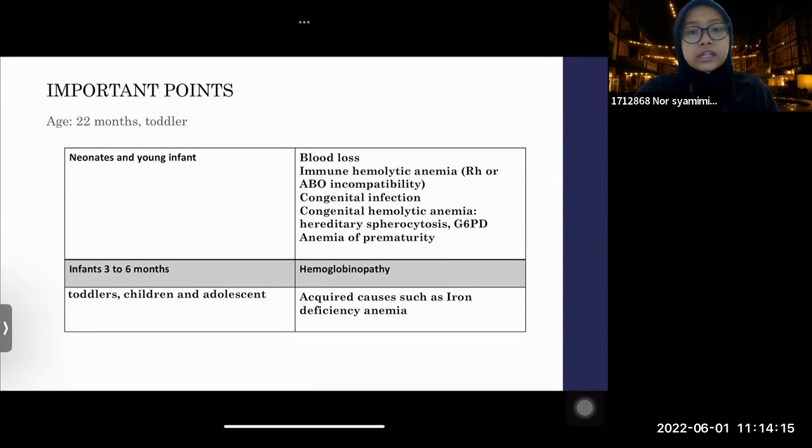Inadequate intake of iron is common in infants because additional iron is required due to the increase in blood volume that accompanies their growth, and they also need to build the iron store in the child. Okay, next.